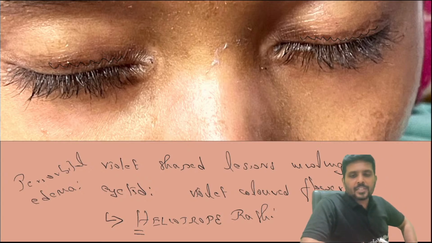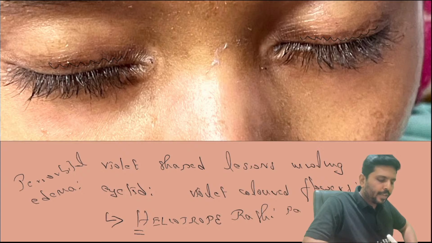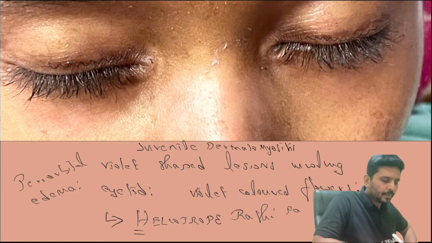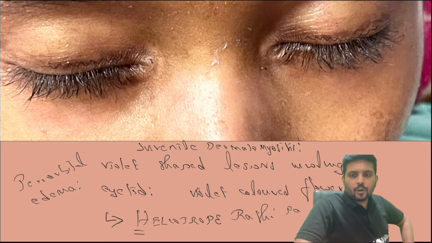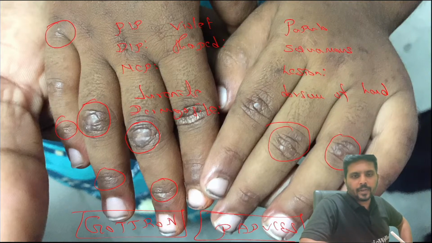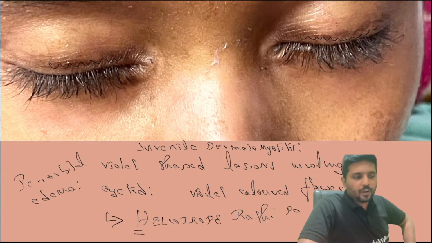So these violet-shaped lesions involving the eyelid along with the periorbital edema are called heliotrope rash. Again, it is pathognomonic of juvenile dermatomyositis. So the first one is Gottron papules, a hyperkeratotic papulosquamous lesion, and the second one, involving your eyelid, is called heliotrope rash.